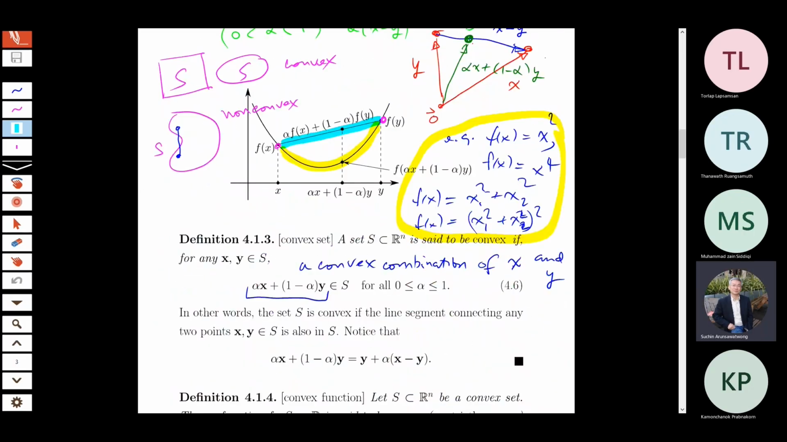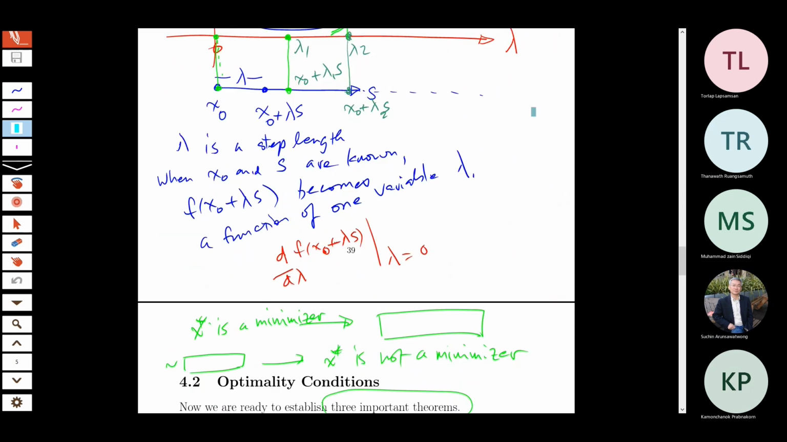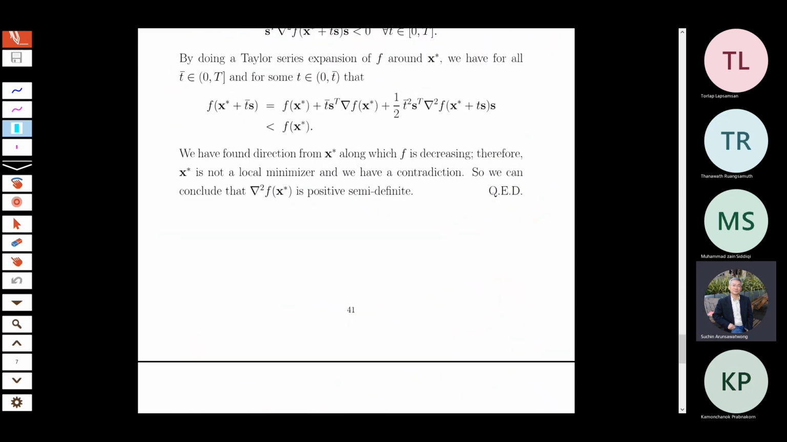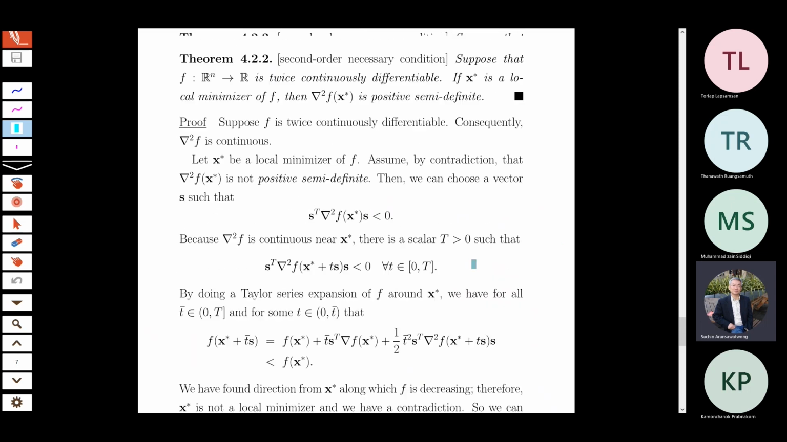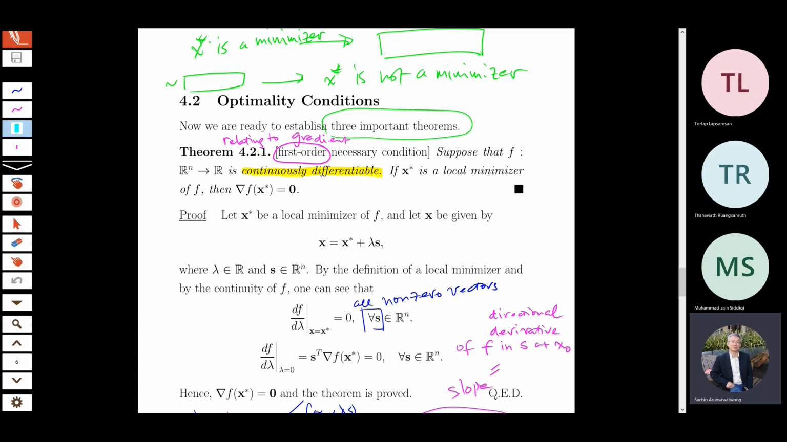Today we will look at the two final theorems for this chapter. From last week, we know that when a point x star is a local minimizer of the objective function f, then the gradient of the objective function at that point x star must be zero. It must be a zero vector. If the gradient is not a zero vector, then we know that x star cannot be a local minimizer of the function f.